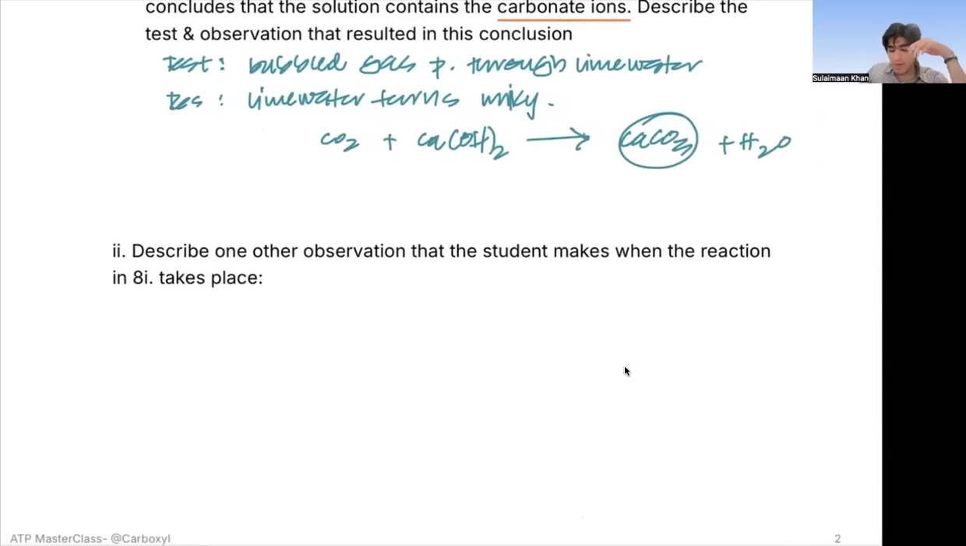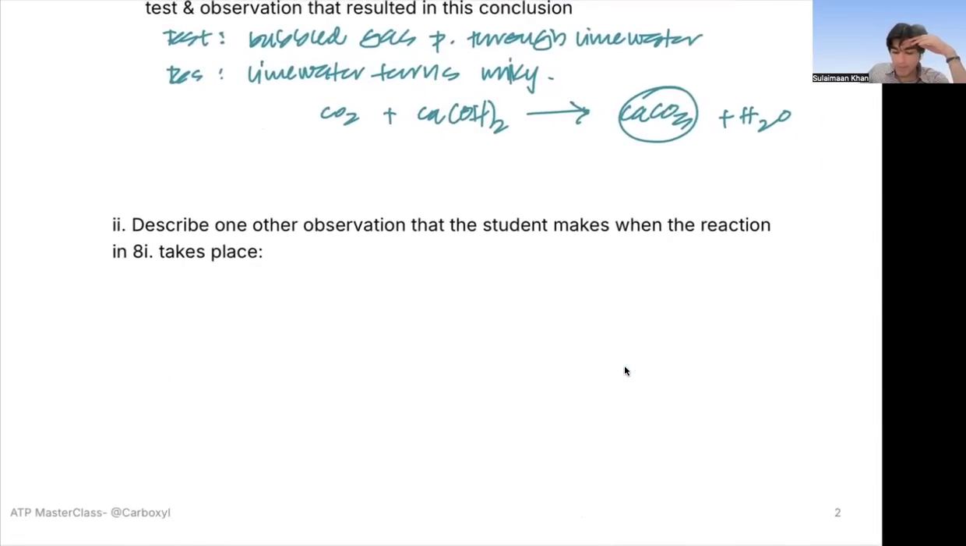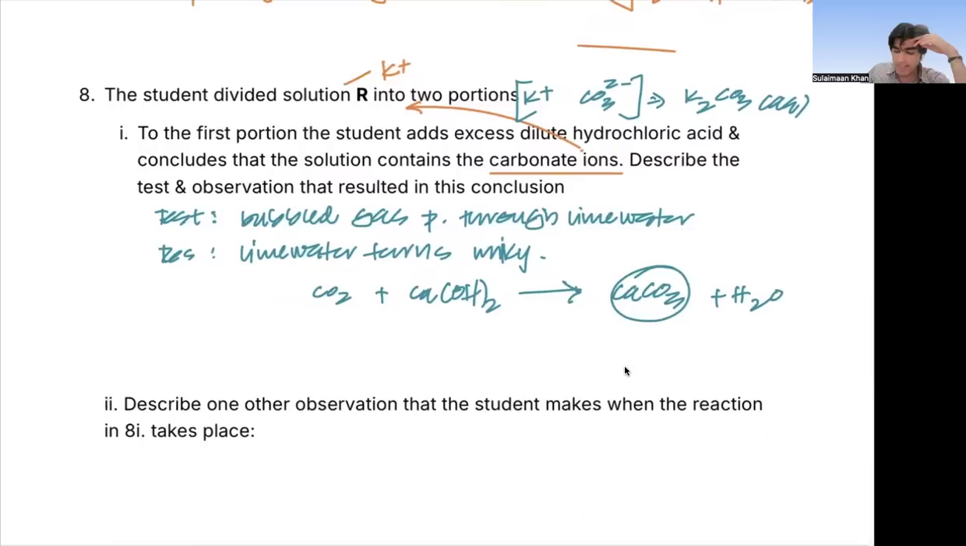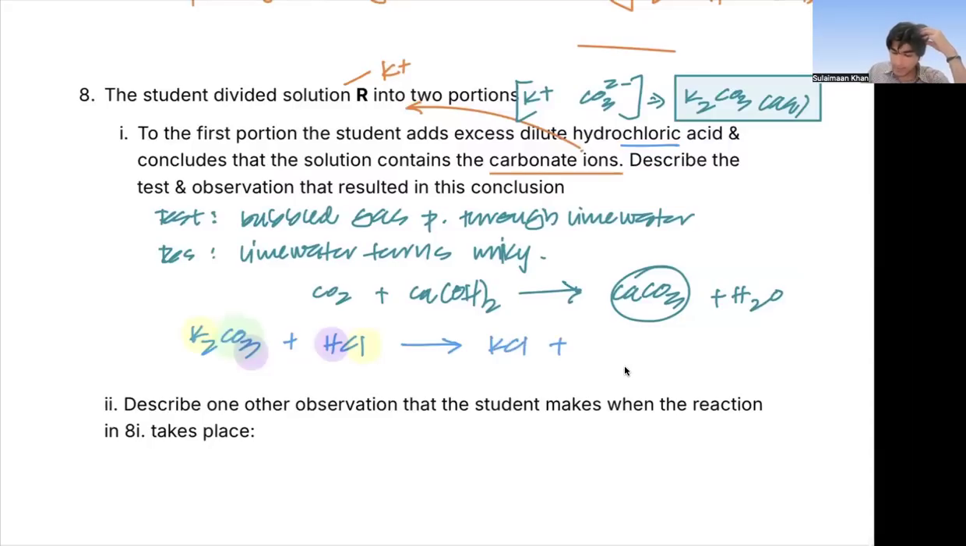Describe one other observation that the student makes when the reaction in 8 part 1 takes place. Acha, can we write the reaction in A part 1? Because we know it's potassium carbonate. Potassium carbonate reacted with what? Reacted with dilute hydrochloric acid, to give you what? Potassium chloride, H2O, and carbon dioxide would form. KCl plus CO2 plus H2O. That's what formed. Right? So what's the other observation?